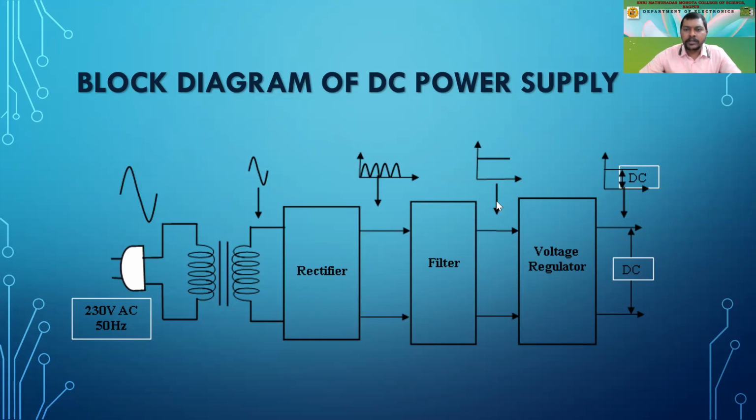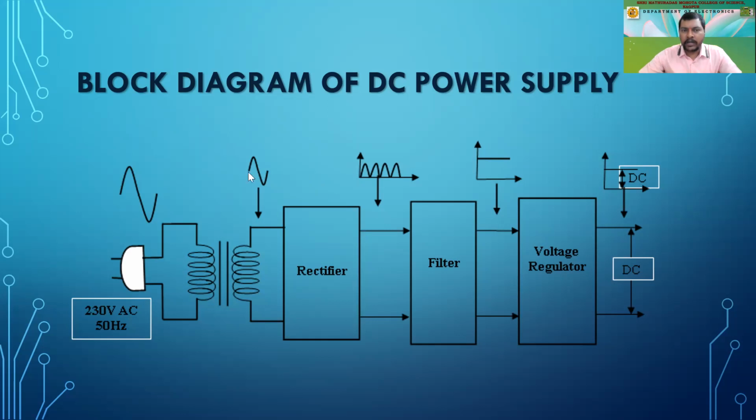Then it is given to a voltage regulator so that we'll have a regulated sort of voltage. So this is the basic block diagram of the power supply. We call it a DC power supply, right? Which converts an AC into a pure DC. Pure DC means it is just like this. So DC is at a constant level.